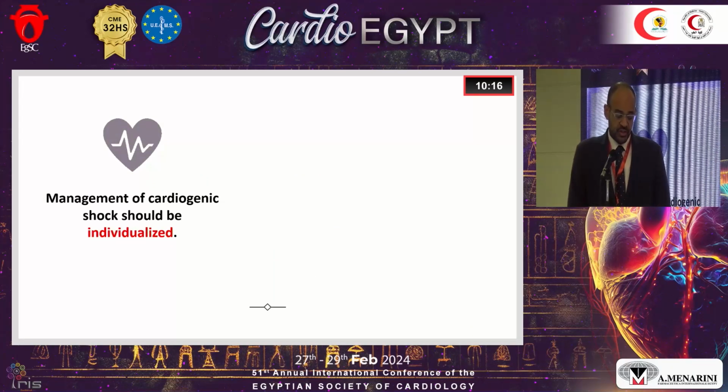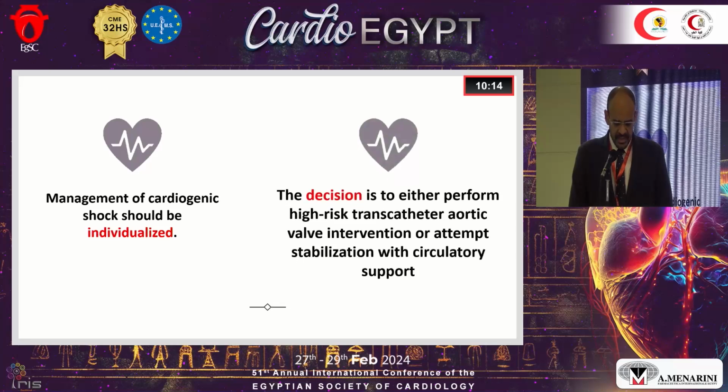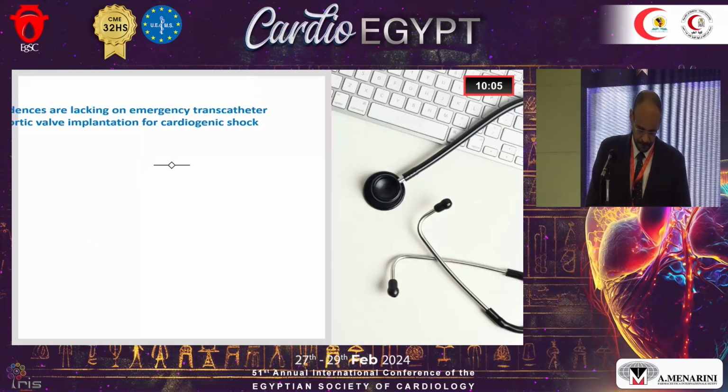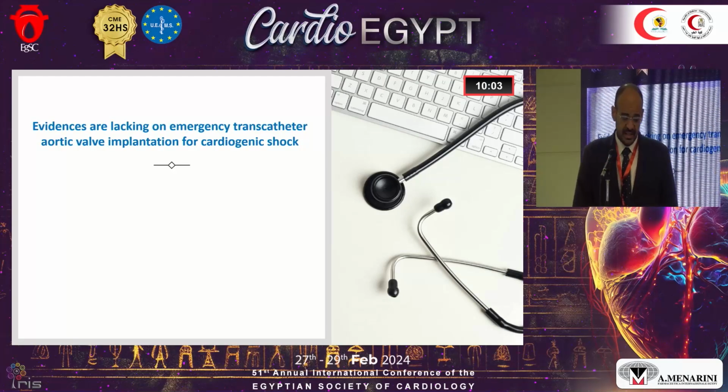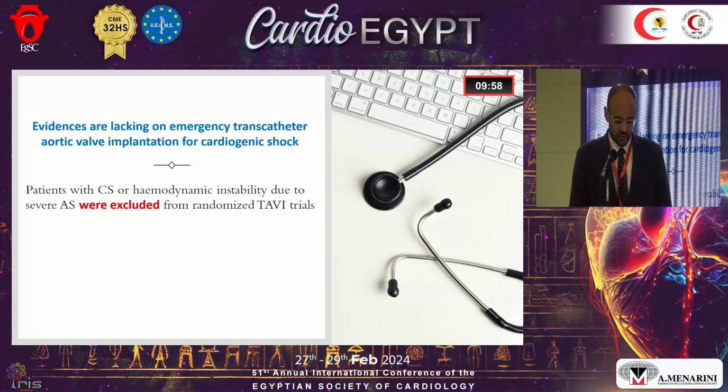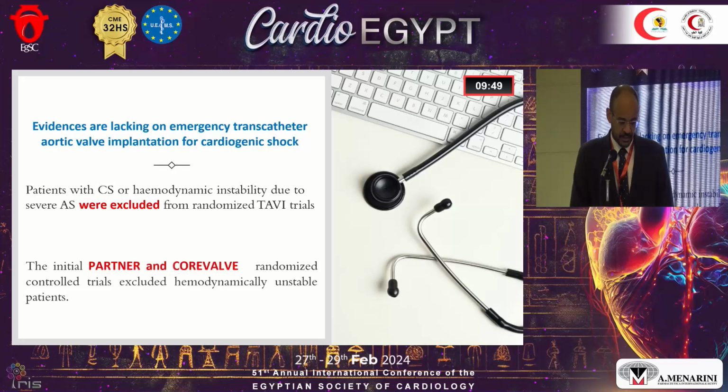So the management of cardiogenic shock should be individualized. The decision is either to perform high-risk transcatheter aortic valve intervention or attempt to stabilize the patient with circulatory supports. The problem is that evidence is lacking on emergency transcatheter aortic valve implantation in cardiogenic shock, as patients with cardiogenic shock or hemodynamic instability due to severe aortic stenosis were excluded from randomized TAVI trials. The initial PARTNER and CoreValve randomized controlled trials excluded hemodynamically unstable patients.